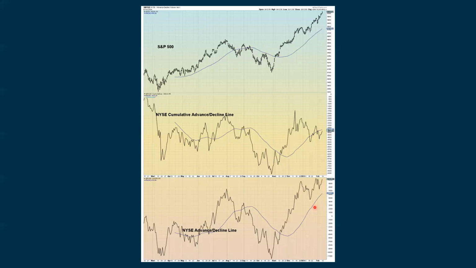If we go to a regular advance decline line, it is showing some improvement, but we're not necessarily breaking out. We're getting close and we're looking better, but this has been lagging a little bit. And this feeds into the idea that it's really been the mega caps, not the broad market, that's really been leading things higher.